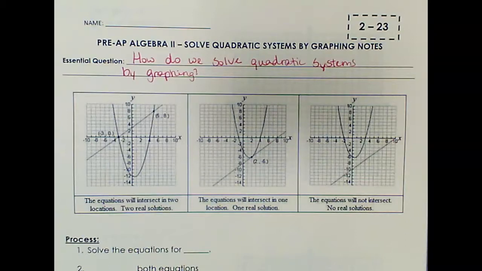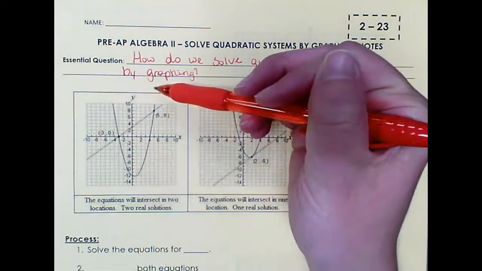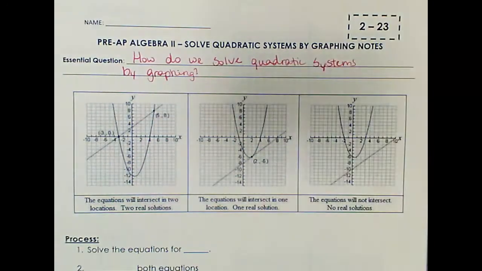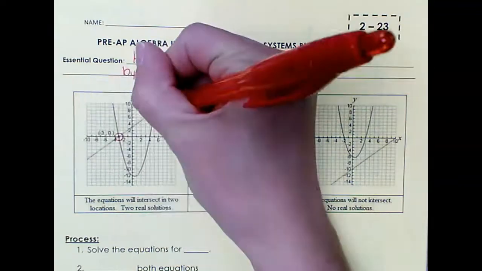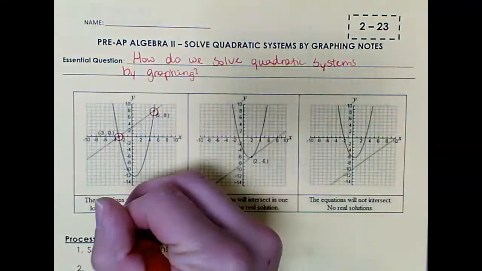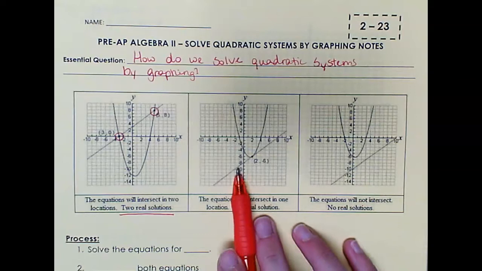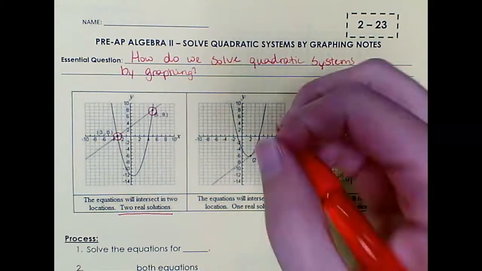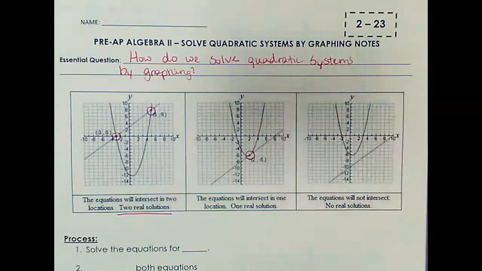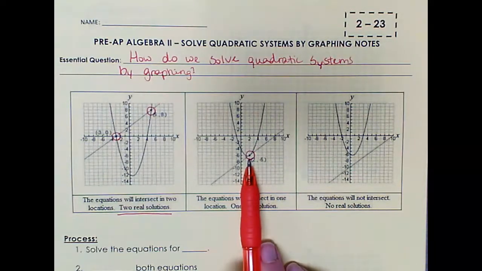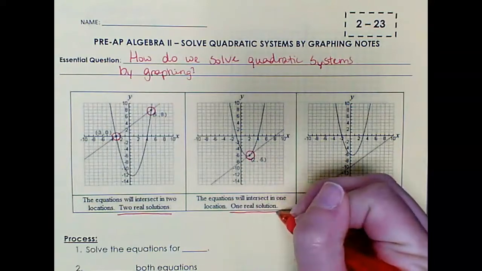And so if we're throwing a quadratic equation into the system, that means that one of the graphs is going to be a parabola. So it's possible that the equations will intersect in two locations, meaning that you will have two real solutions. It's also possible that if you have a quadratic equation and a linear equation, your two graphs might intersect in one location, and you'll have one real solution.